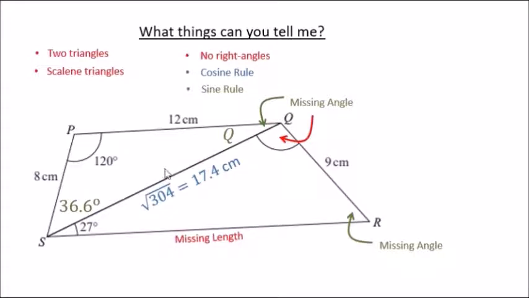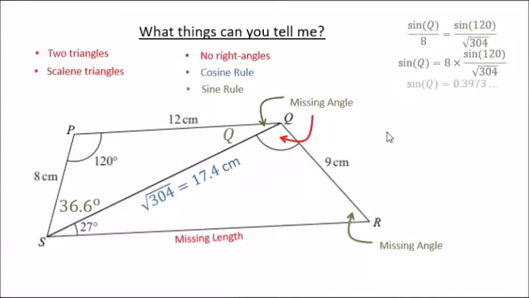Angle Q, we could then use 180 degrees in a triangle to figure out the angle Q, or we could also use the sine rule as shown here to get 23.4 degrees, which is exactly the same as we would have got if we used 180 degrees in a triangle.